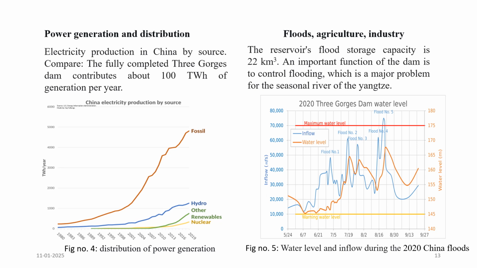Now discuss on the topic flood, agriculture, industries. The reservoir's flood storage capacity is 22 km cube. An important function of the dam is to control flooding, which is a major problem for the seasonal river Yangtze. Here we show the graph, water level and inflow during the 2020 China floods. In the graph, maximum water level is 175 meters and maximum inflow is 70,000 meter cube per second.